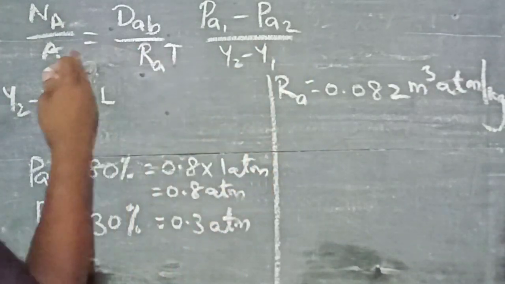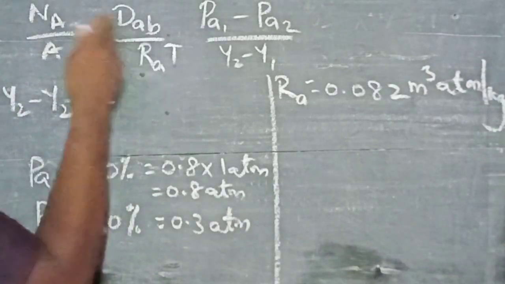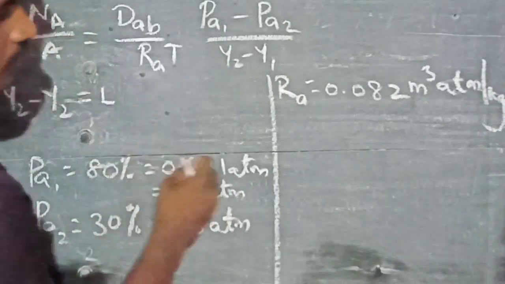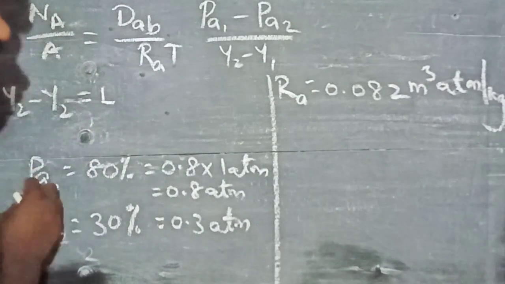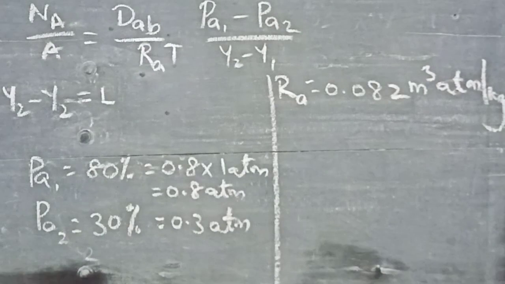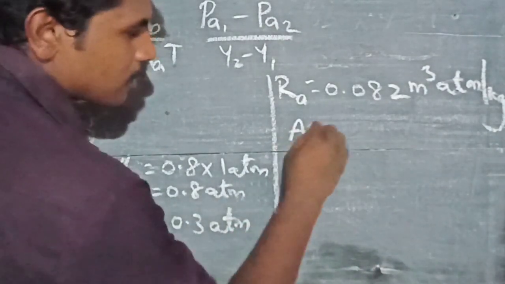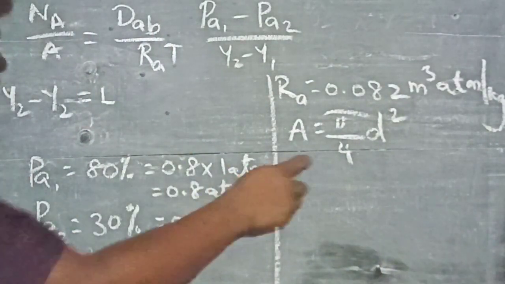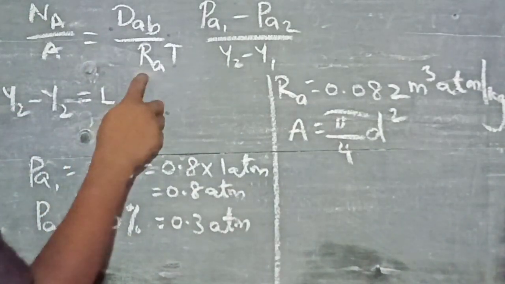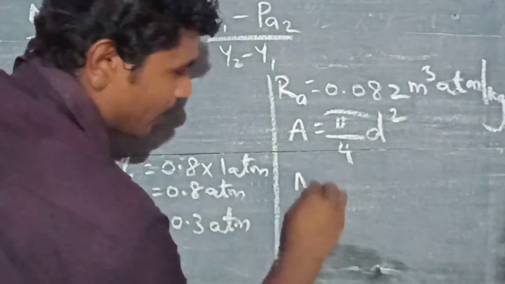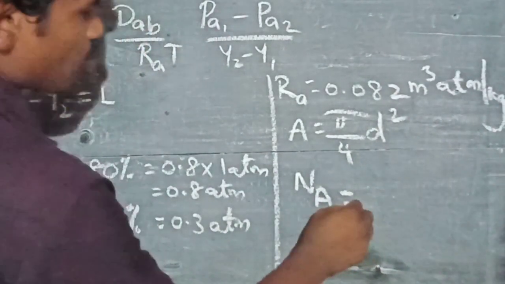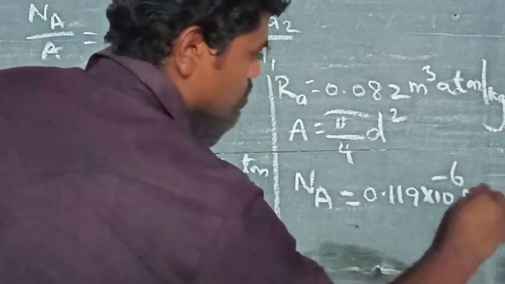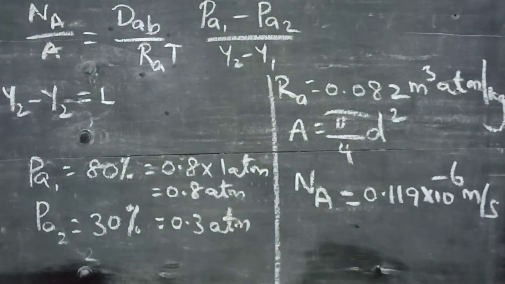After this, we need to substitute all the values in this equation and find the value of NA, that is the rate of transfer of air. Before this, we need to find the value of area. In this problem we can't assume the area because they gave the pipe diameter. With the help of pi by 4 d square, we can find the area. After that, we substitute all the values: area, diffusion coefficient, gas constant, temperature, partial pressures, and length, and find the rate of transfer of air. That value is 0.119 into 10 power minus 6 kilogram mole per second.